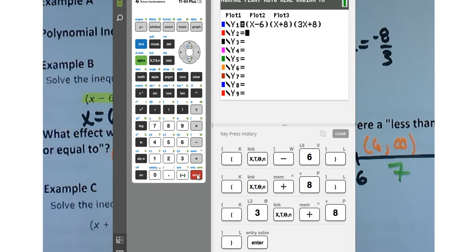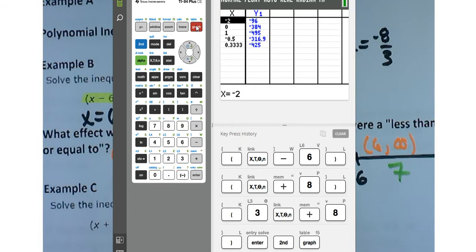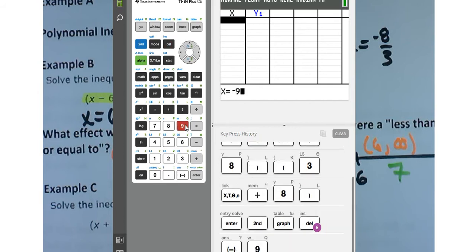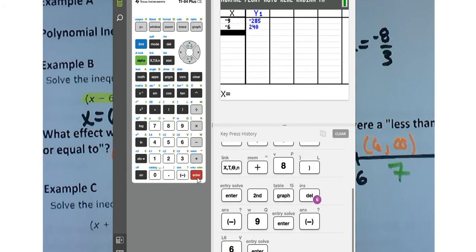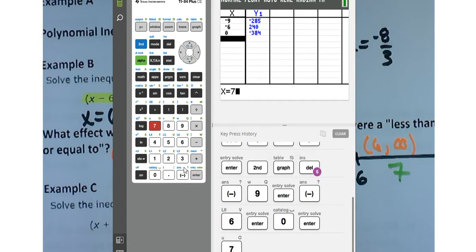All I want to do now is run through this and decide where it tests out positive and where it tests out negative. I can do that with my table function. So let's go up to the table function, hit the second key, then the graph key. Delete all the old stuff. Don't confuse yourself with the old points. Some of them might work, but let's just do the ones we already picked. -9, -6, 0, and then 7.